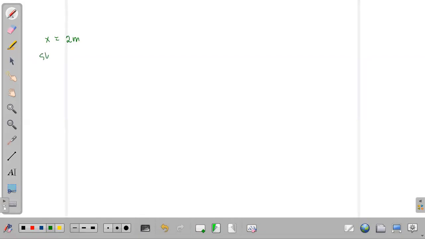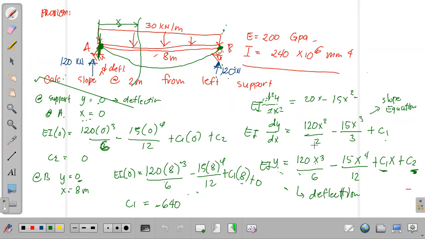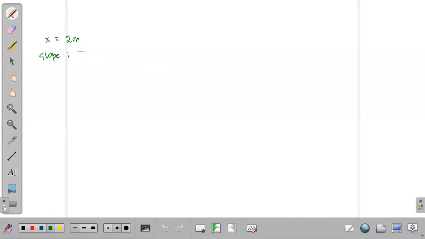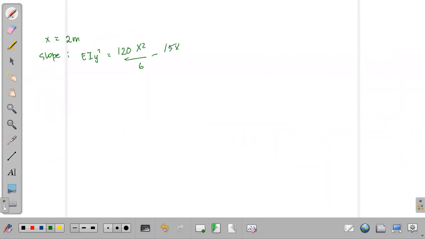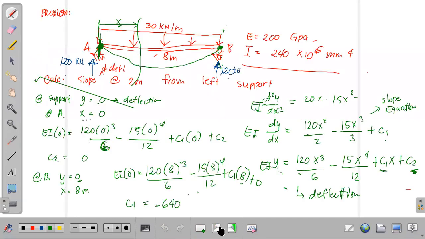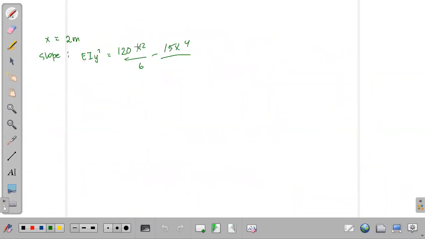So, solving for the slope, ang kukunin nating equation, yung equation dito, which is 120x squared. Okay? Ayan yung gagamitin natin to solve for the slope. So, 120x squared over 6 minus 15x to the fourth over 3 pala. 15x cube over 3 plus C1. Okay? So, alam na natin yung value ng C1 natin, which is negative 640.